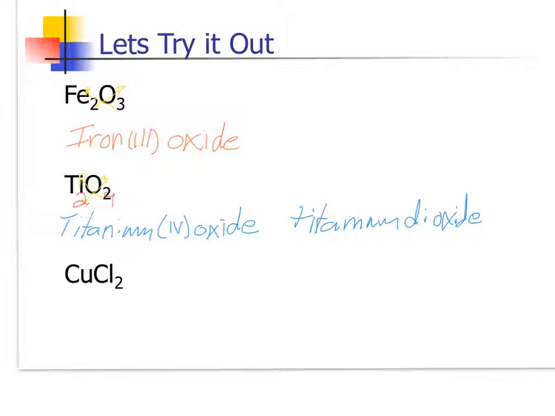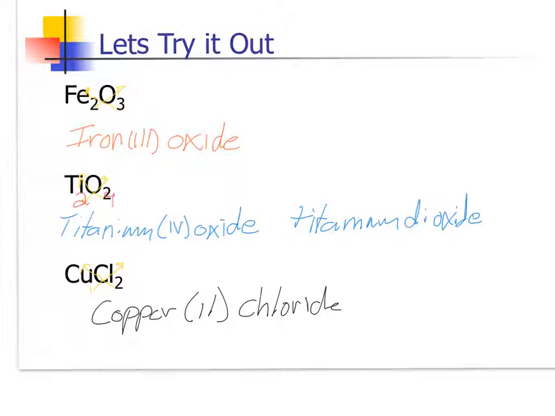So let's get back to an example that makes maybe a little bit more sense. And so here I have one where I get to do the reverse crisscross. The 2 goes there. The 1 that's not written there goes to the chlorine. That makes sense. Oh, wonderful. It makes sense again. So I can have copper(II) chloride.